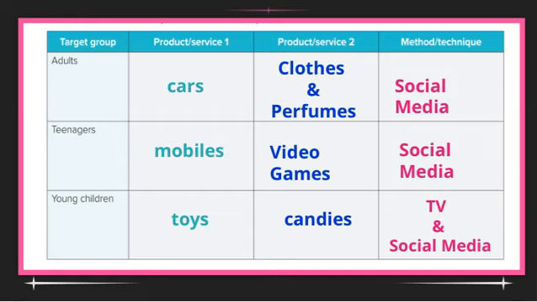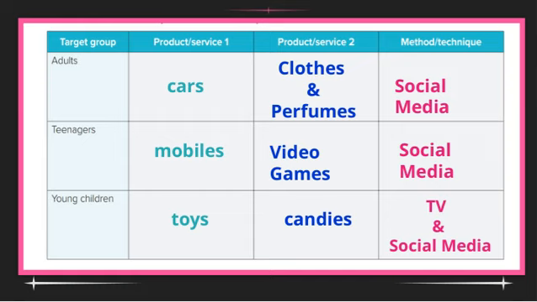Moving further, social media doesn't just promote products directly. It also influences trends through videos, influencers, and peer interactions. When we think about more adult-oriented products like mobiles, cars, clothes, and perfumes, social media plays a significant role here too. It's where brands showcase their latest offerings, create aspirational images, and engage with consumers on a personal level.